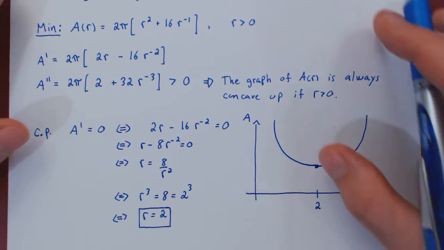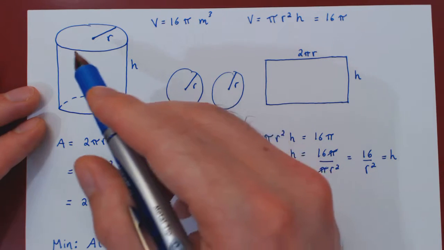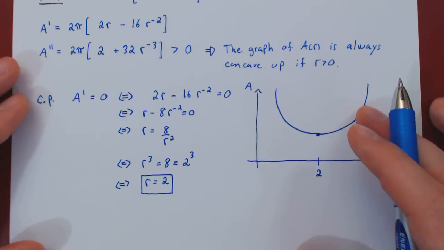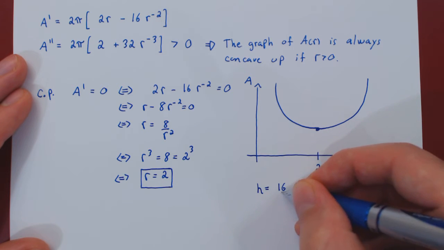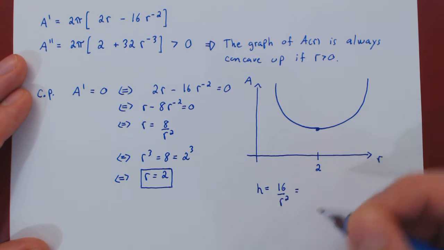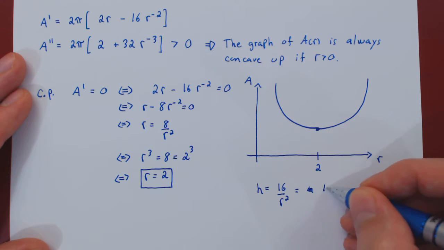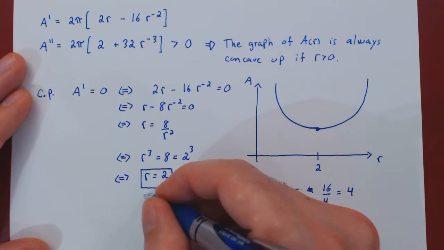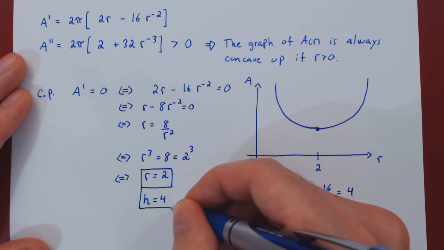But of course, we wanted to provide a full set of measurements, not only the radius of the tank, but also the height. But recall that the height was 16 over r squared. But since r is 2, 2 squared is 4. So we get 16 over 4, which of course is simply 4. So the radius of our tank must be 2, and the height of our tank must be 4.